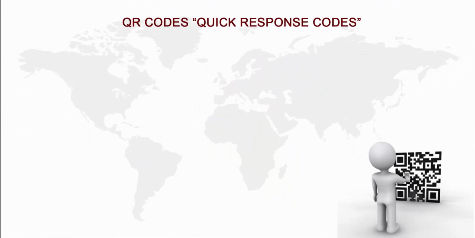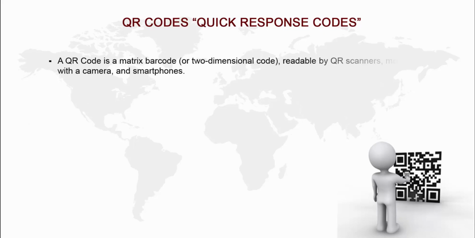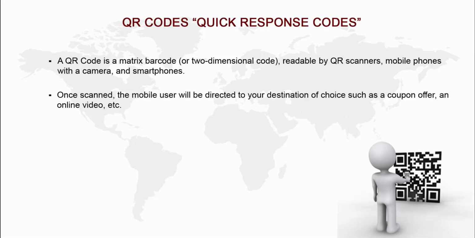Now what are QR codes? QR codes are called quick response codes. A QR code is a matrix barcode. For example, it may have readable scanners, QR scanners, or a two-dimensional code, which may be included with mobile phones with a camera, and simultaneously it may also include smartphones. Once this code is scanned, the mobile user will be directed to the destination of his choice.